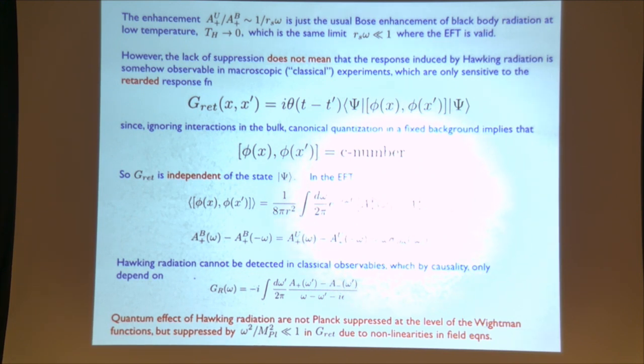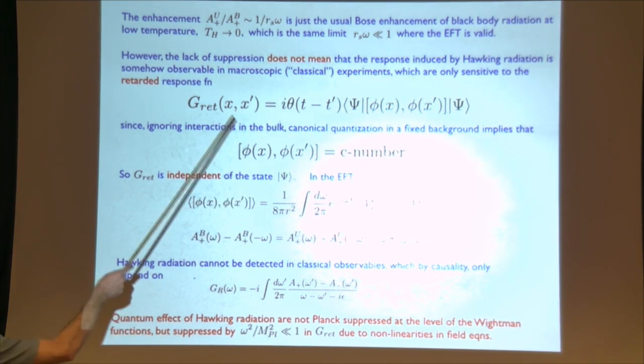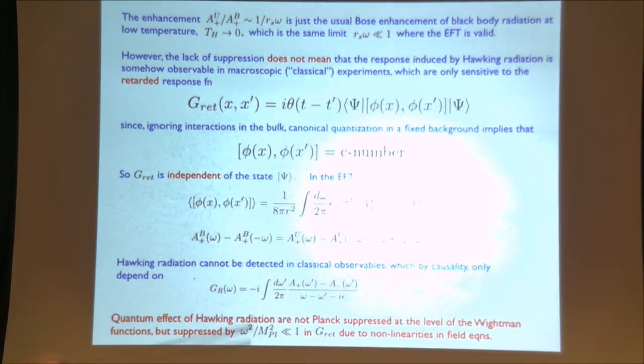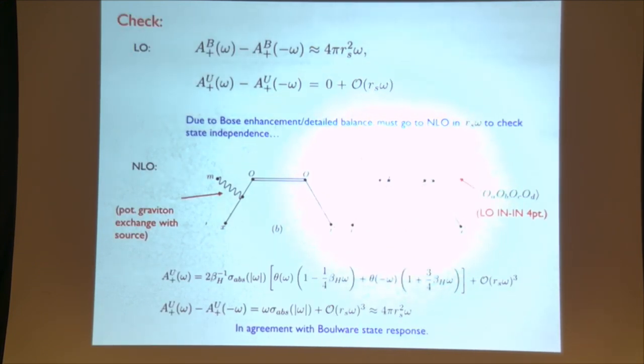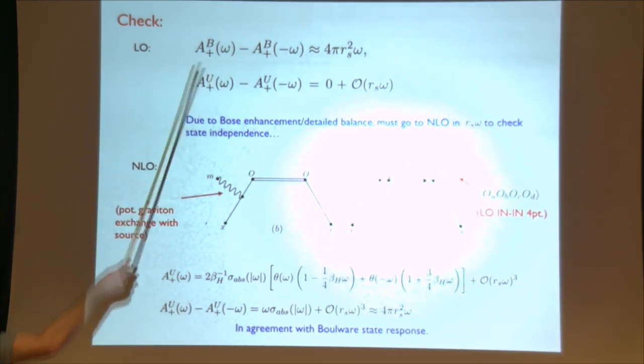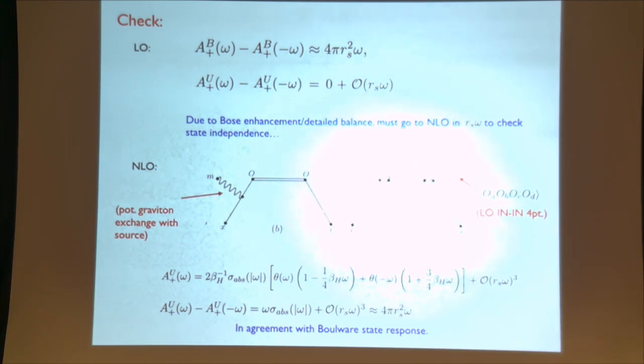And then this is the resolution to the puzzle, because this statement will no longer be true once you start including self-interactions of the fields. So in particular, if we're looking at gravitons, the self-interactions are down by powers of 1 over m Planck. So at least for gravitational effects, the difference between the state that doesn't Hawking emit and the state that does really is, as you would intuitively expect, suppressed by powers of the Planck scale. And so all that remains to do is check that this constraint really is satisfied, that the difference is the same whether you're in the Boulware state or in the Unruh state.